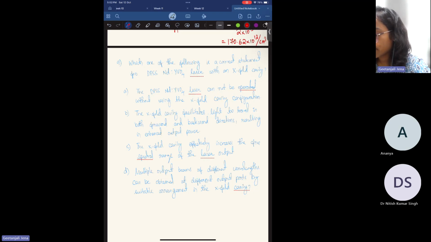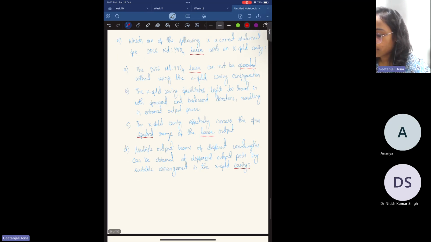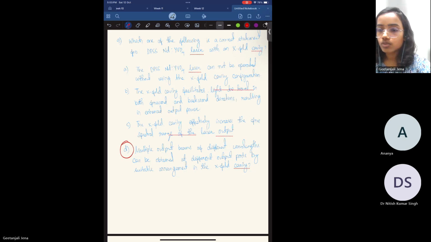Option B, X-fold cavity facilitates light to travel in both forward and backward direction, resulting in enhanced output power. Which is not correct, because if you use an isolator, it allows the light to pass through only in one direction. Option C, the X-fold cavity effectively increases the free spectral range of the laser output, which is also not correct. Let us see option D, multiple output beams of different wavelengths can be obtained at different output ports by switchable arrangement in the X-fold cavity, which is correct. This is similar to one of the problems in the assignment, I think. So the answer will be option D.